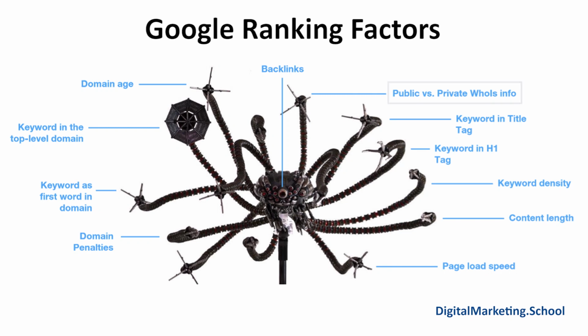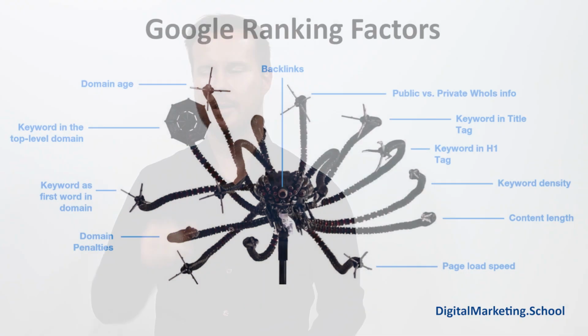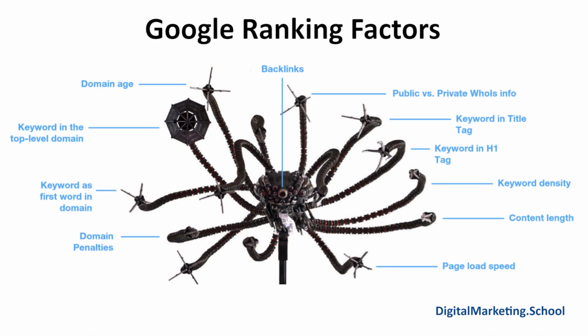The next one is public versus private WHOIS. In general, Google loves transparency, so they want to see that you're a public entity. They want to know who the owner of your website is. And that's an easy thing that you can change within the registrar. Wherever you bought your domain, you can just specify public versus private. The other one is keyword in the title tag. So again, we're going to talk about keywords and how to pick the right keywords, but the important thing to note is that you want to put your keywords in the title tag and the H1 tag and the description tag, and we'll talk about what those three things are next.